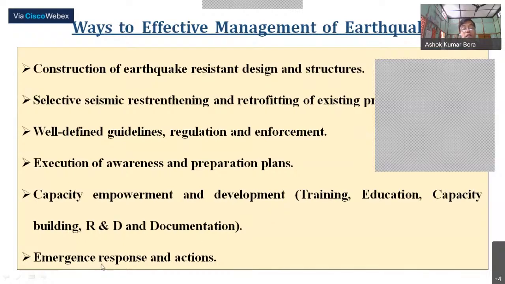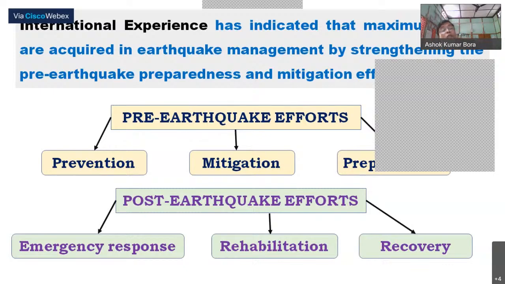Then emergency response and actions. So during or just post earthquake period, what emergency responses and actions should be taken, with preparedness? Our Professor Pathak has rightly pointed out this part. Then one important point is that from international experiences throughout the globe, we have found that the maximum gains in earthquake management are acquired by strengthening the pre-earthquake preparedness and mitigation efforts. So pre-earthquake preparedness is important, then mitigation efforts are important.